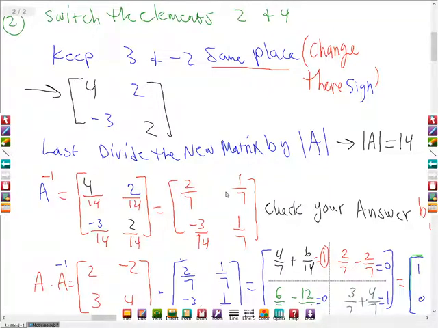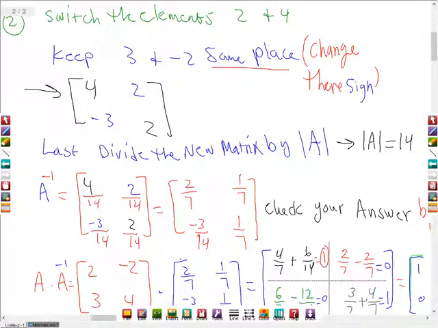4 over 14 is 2 over 7, 2 over 14 is 1 over 7. Negative 3 over 14, you cannot do anything. 2 goes into 2 one time, 2 goes into 14 seven times. Then this is my A inverse. This is the inverse. How do I know if this is my A inverse?